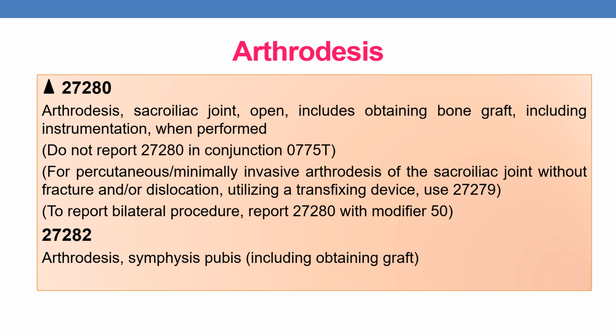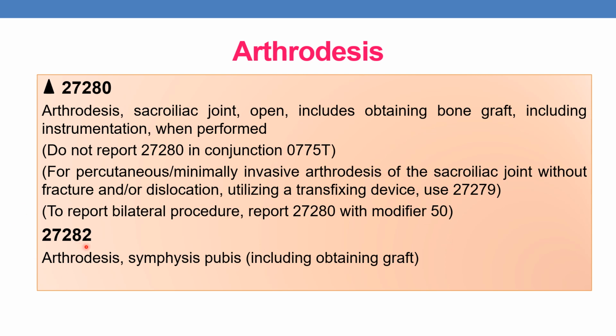The next is a revised code. It is indicated by a triangle, 27280. It deals with arthrodesis, sacroiliac joint, open, includes obtaining bone graft including instrumentation when performed. And do not report 27280 in conjunction with 0775T. And this point is the same. The percutaneous or minimally invasive arthrodesis of sacroiliac joint without fracture and or dislocation using a transfixing device, you need to report 27279. And to report bilateral procedure, report 27280 with modifier 50.